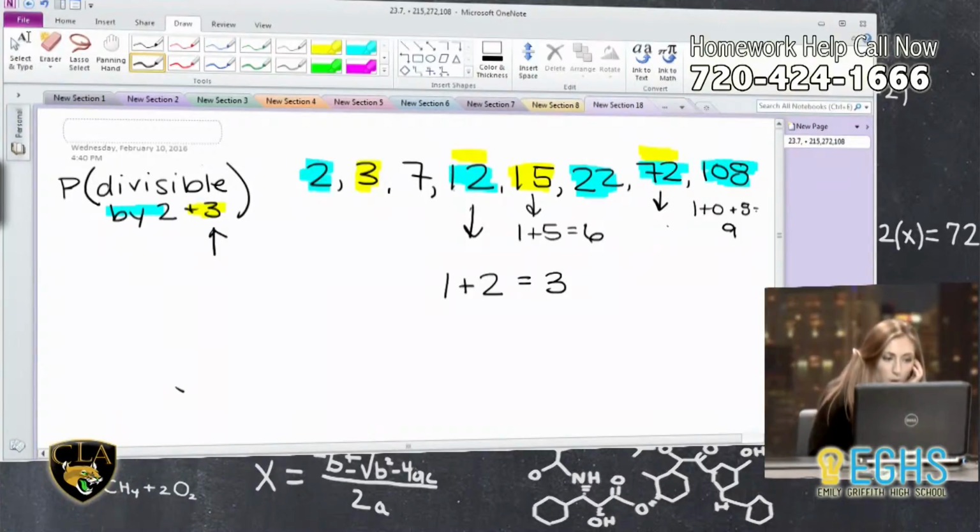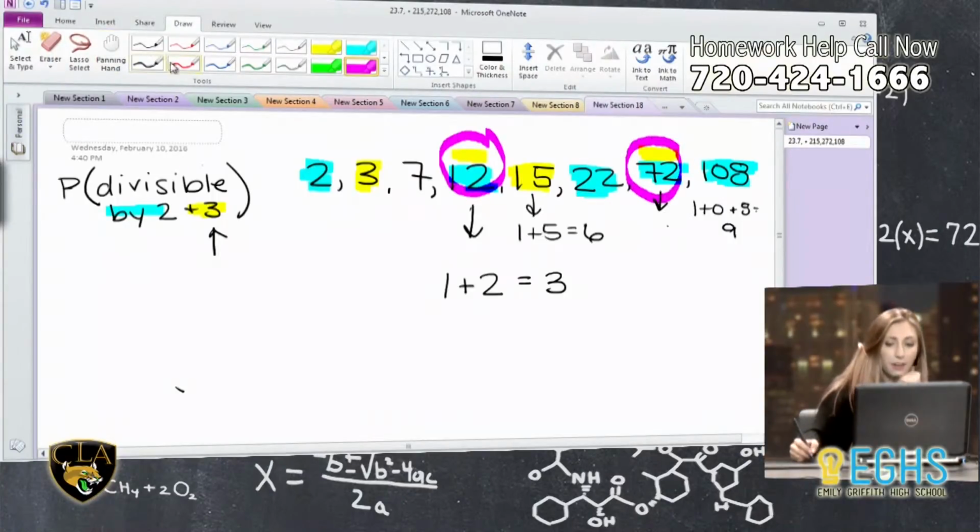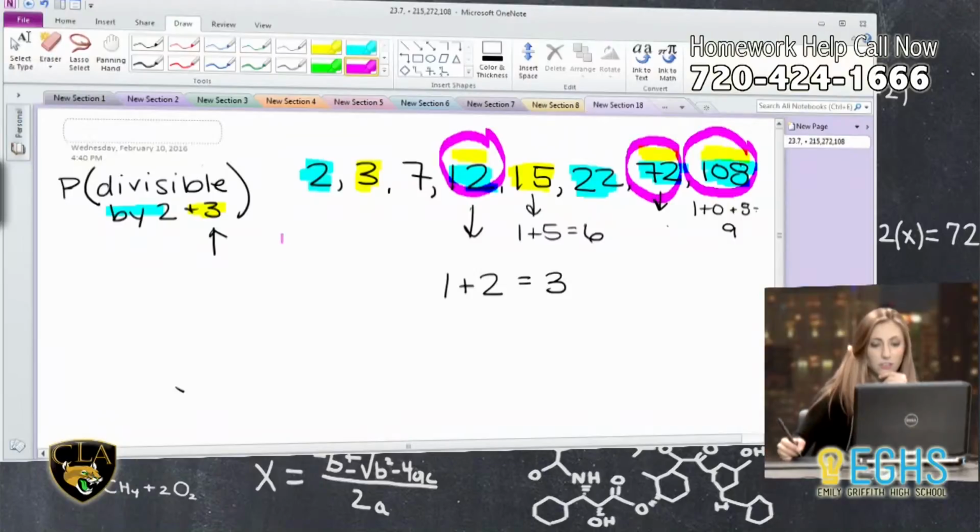All right, so we want to know the probability of something being divisible by 2 and 3. So which numbers here, or how many numbers, are divisible by 2 and 3? 2 numbers, 12 and 72. Yep. Actually, they're 3, and that's my fault. Hang on, well, 15, and the 108. There's 4. But it has to be 2 and 3. So 15 isn't divisible by 2. Oh, yeah, right. So 108 too. I just forgot to also do it.